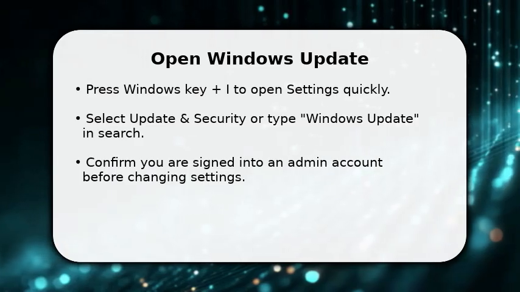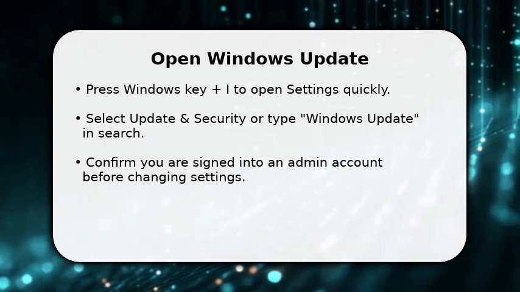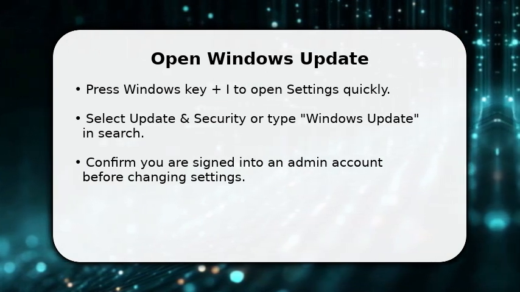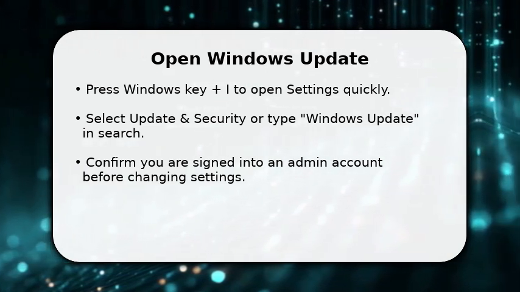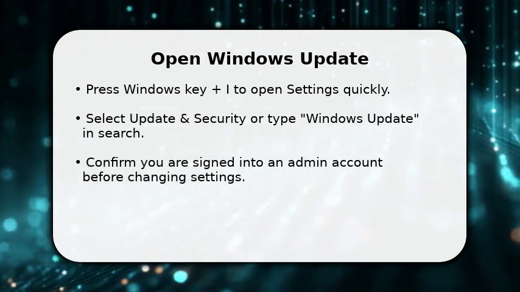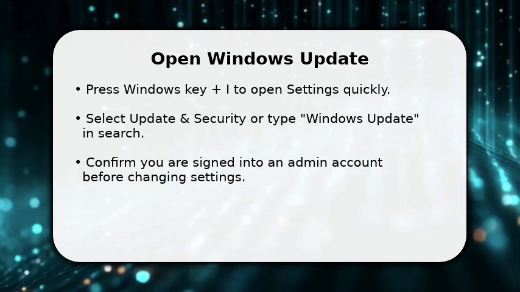You start by opening settings immediately. Press Windows key + I and choose Update and Security, or type Windows Update in the taskbar search and hit Enter. Once done, make sure you're signed into an administrator account so changes can apply. You're not just clicking, you're positioning the system to check for updates, which triggers background checks and permissions.